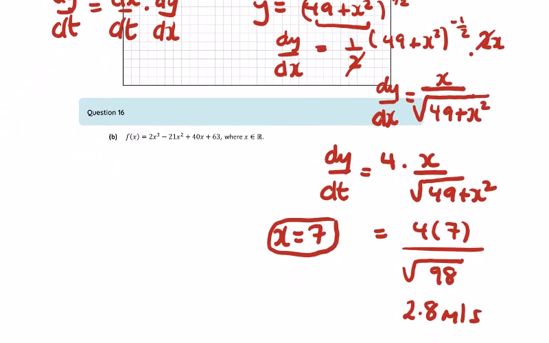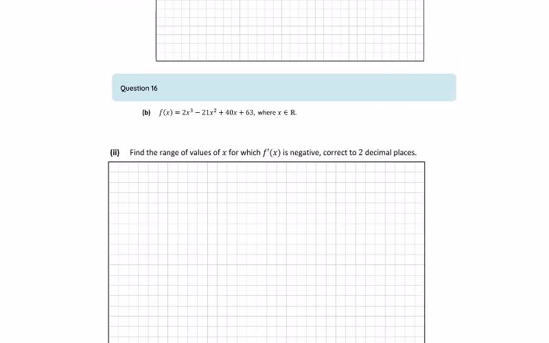So the next question is this one here, which I'll bring the second part of up now. We're asked to find the range of values for x for which this goes negative. So just differentiate and solve. I think it's another quadratic formula one. So f prime x is 6x squared minus 42x plus 40.